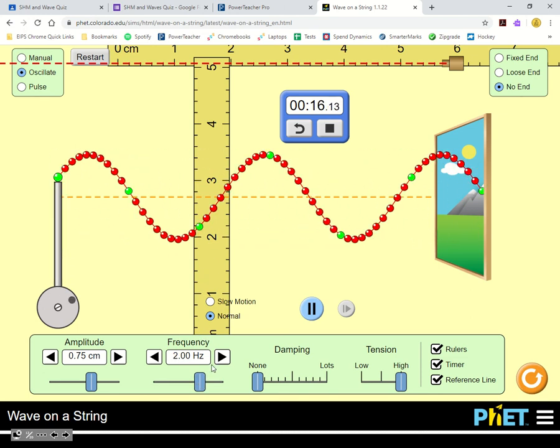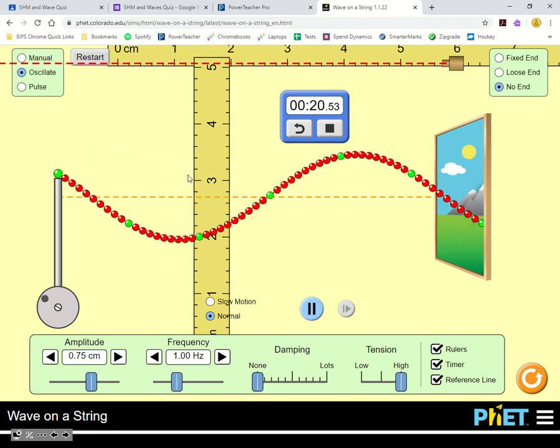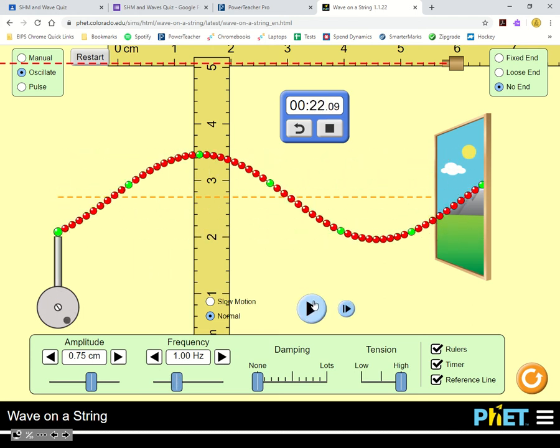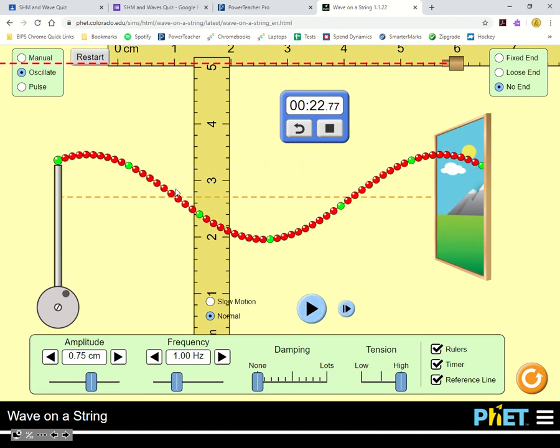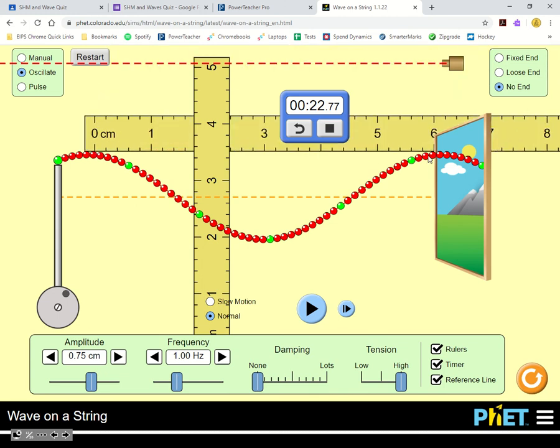What do you notice changes? So now I'm going to lower it to 1. If you notice, what changed is our wavelength. So our wavelength would be from here to here. So now our wavelength is about 6 centimeters.